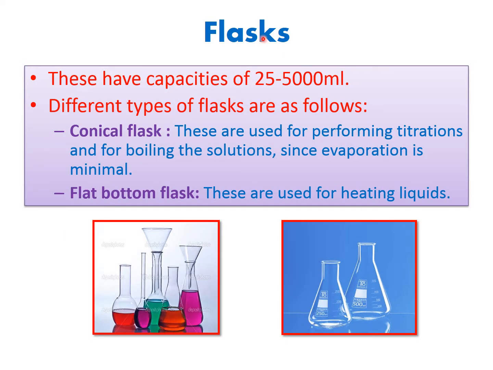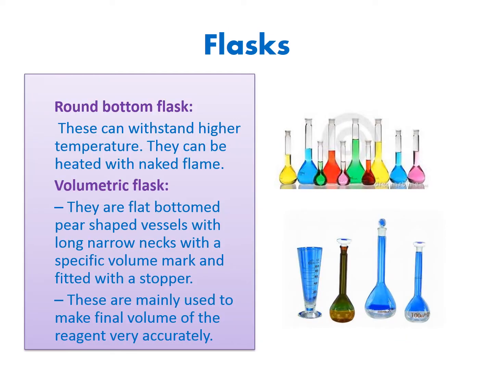Now we come to the flask. They are from 25 ml to 5000 ml. They are differentiated into conical flask, flat bottom flask, and so on. These are conical flasks, which are cone in shape, and they are used for boiling and also for titration. Flat bottom flasks are used for heating liquids so that heating can be properly done. Then round bottom flasks can withstand higher temperature, which is why they can be heated with a naked flame. So there is no need to put a wire gauze in between; they can be heated directly.